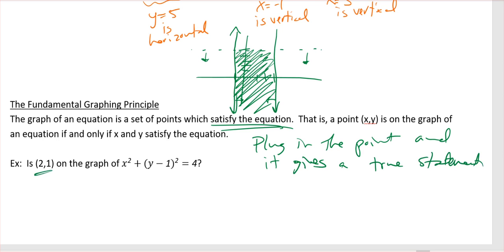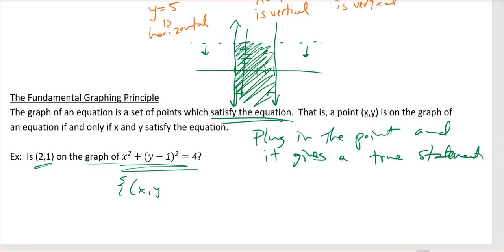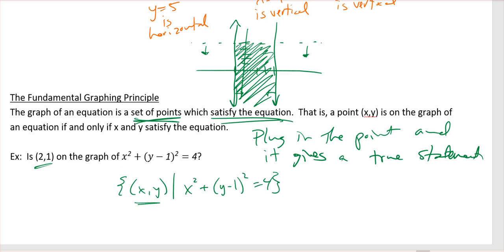Okay, so for this one, is the point (2, 1) on the graph of this equation here? Just to be clear, the graph of this thing, if we wanted to, we could write it like this in set builder notation. But when we say the graph of this equation, it's assumed that we're talking about a set of ordered pairs, right? It's a set of points, so it's a set of ordered pairs that makes it true. So it's the set of all (x, y) such that that's a true statement. So what we can do is plug (2, 1) in there.